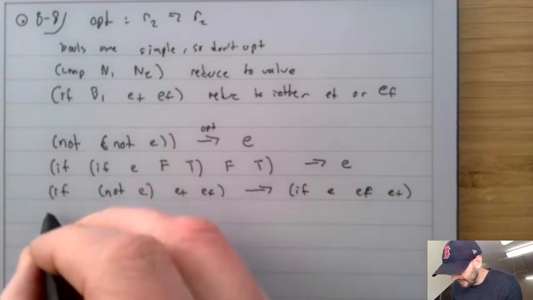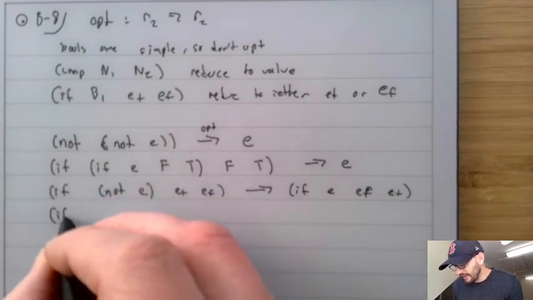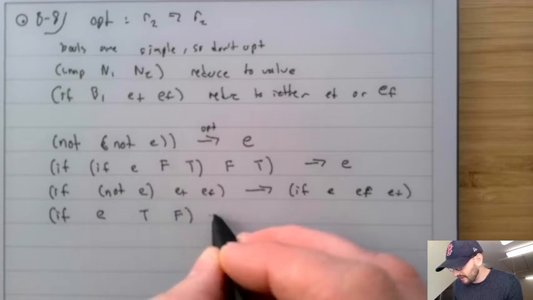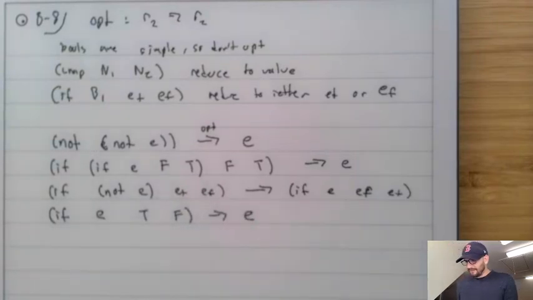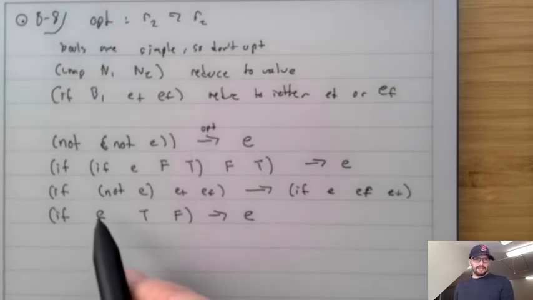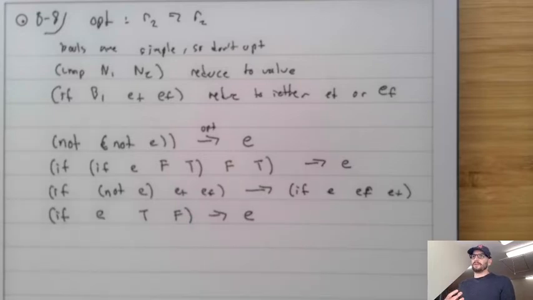What am I trying to say by that? So here's another rule. If we had an if of an E with then true and then false, then we could reduce that to just E, because the if doesn't do anything. That E must have been a Boolean in the first place. So we can remove the if from the program altogether. Okay.